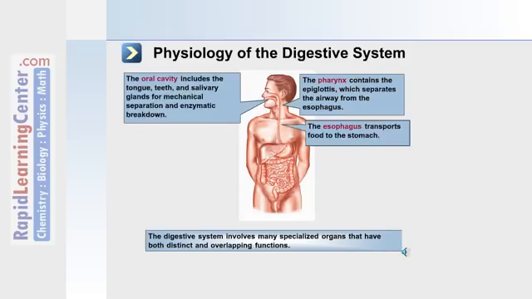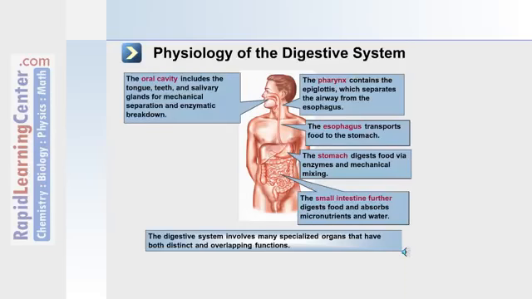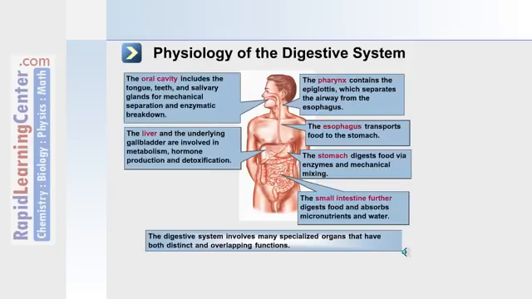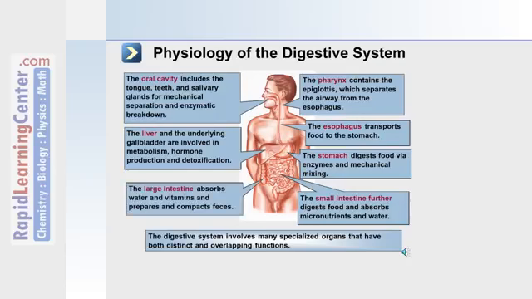The esophagus itself is a tube that transports food to the stomach. The stomach then digests the food via enzymes and mechanical mixing. The small intestine further digests, absorbs water and micronutrients. The liver and the underlying gallbladder are involved in metabolism, specifically of fats, as well as hormone production and detoxification. The large intestine is primarily responsible for the absorption of water, vitamins, and the preparation and compaction of feces.